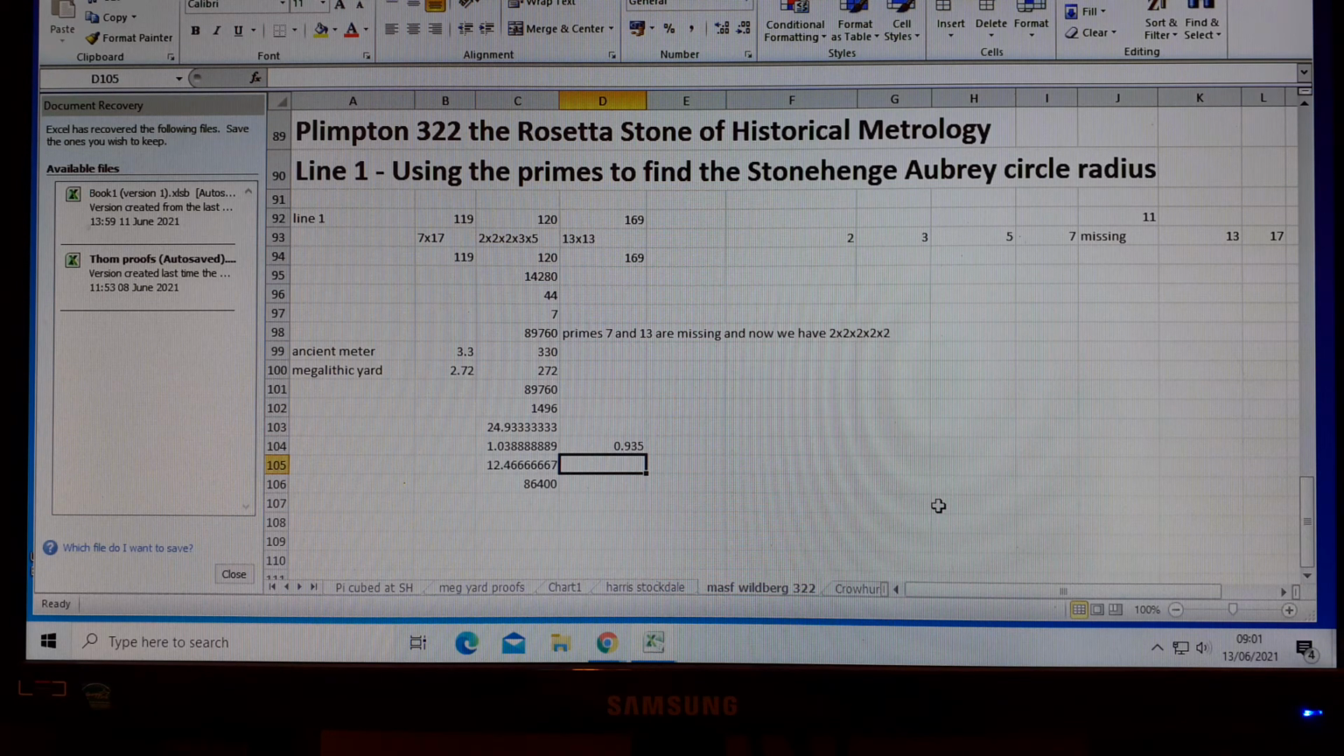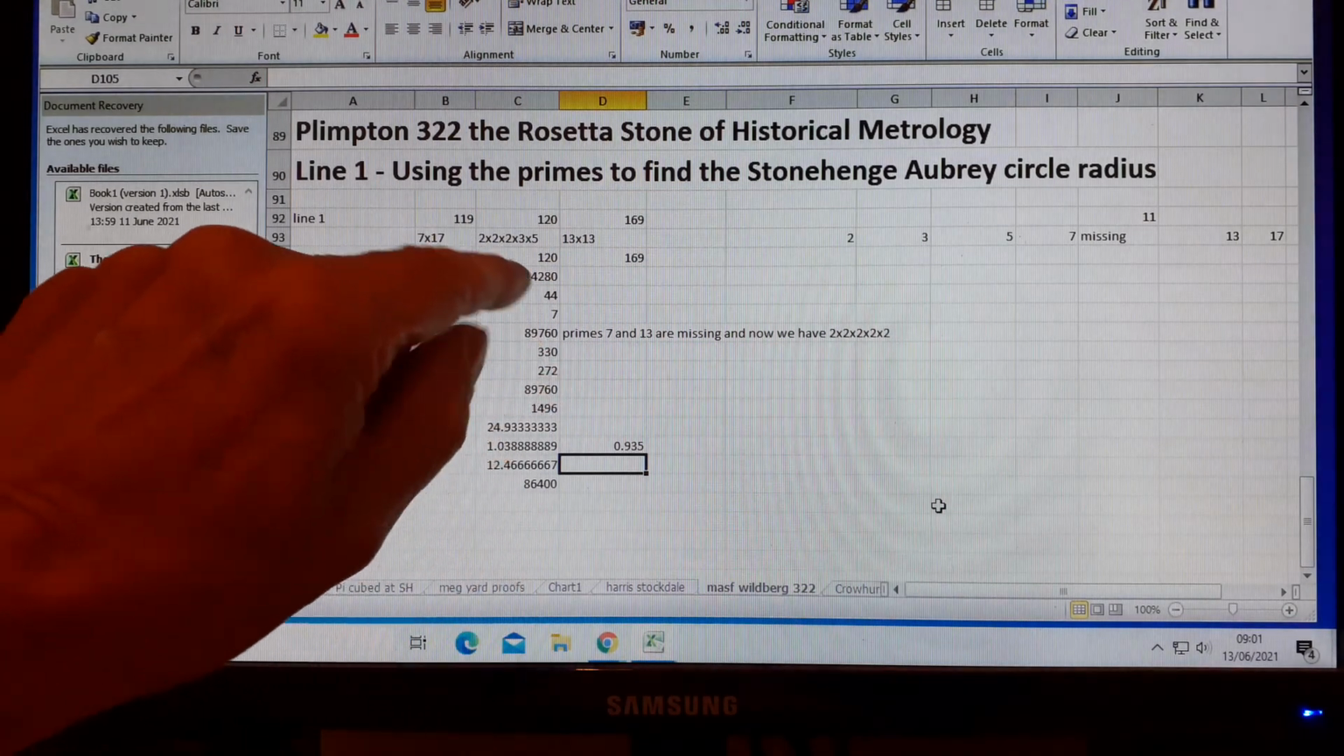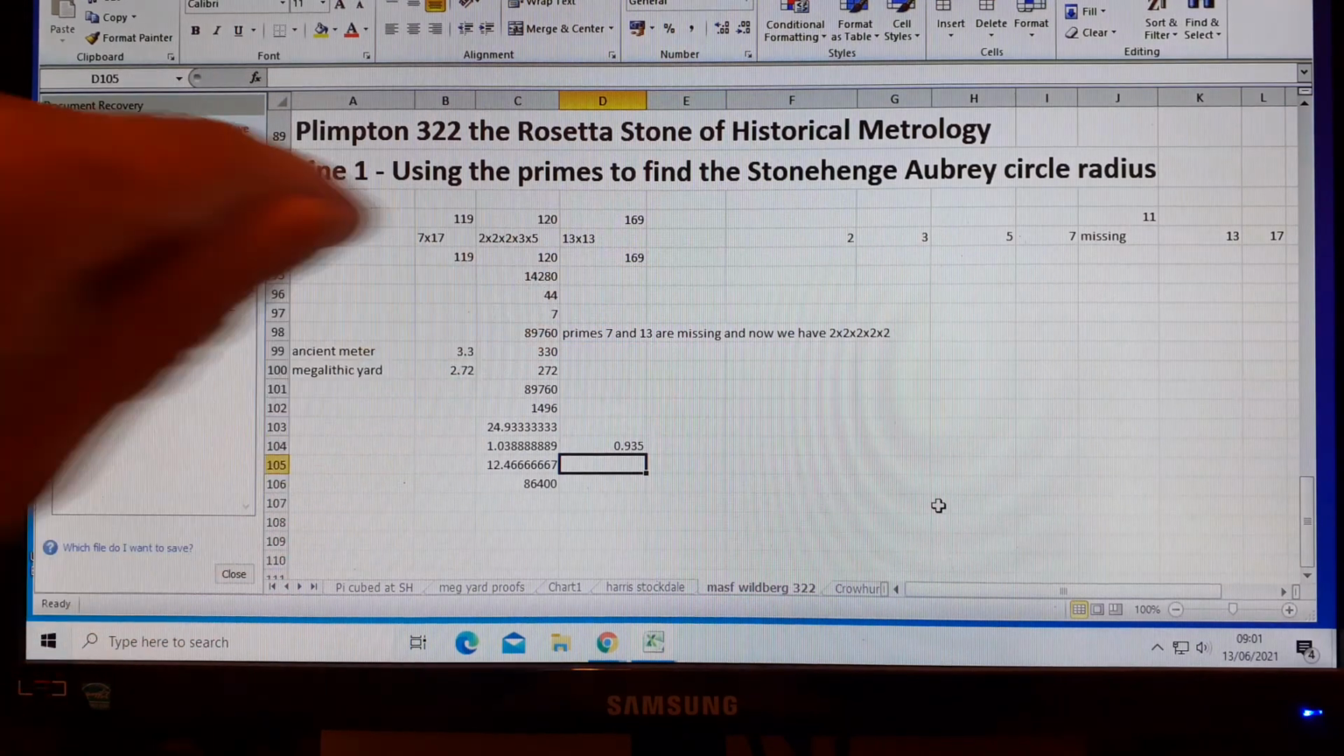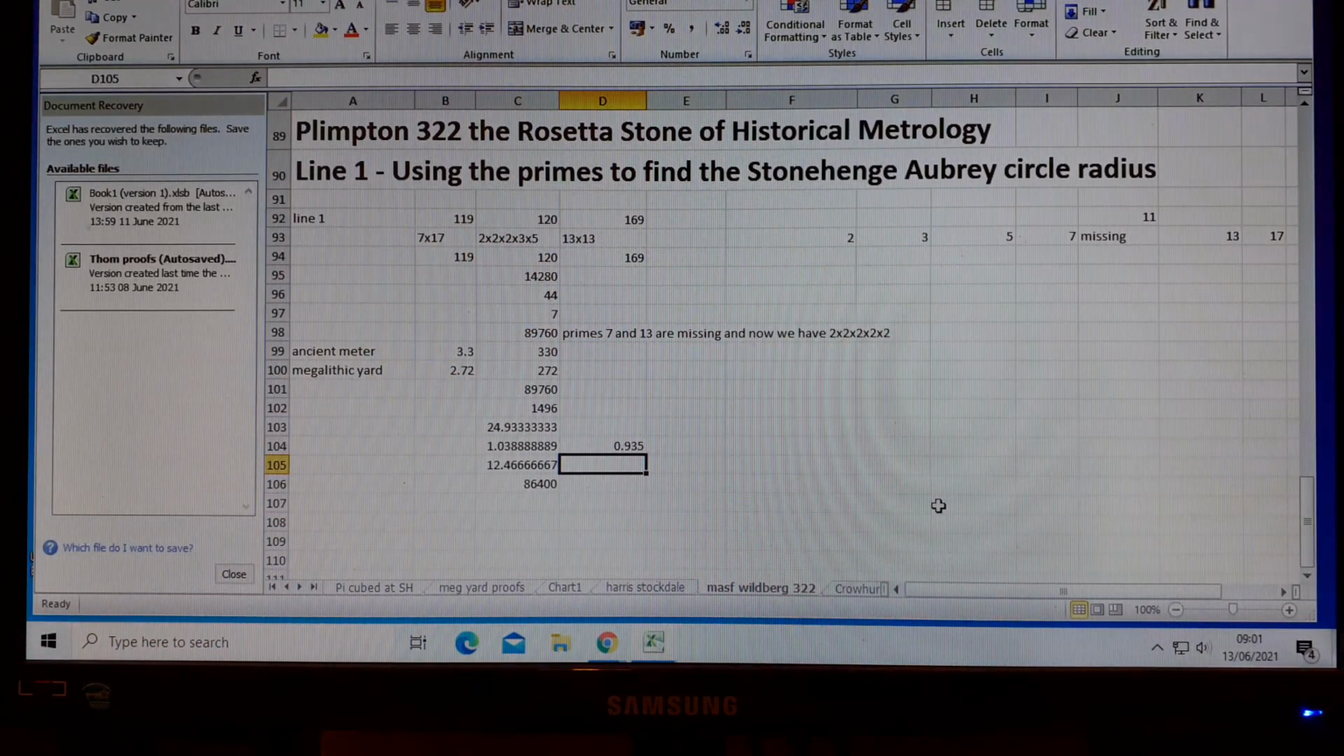And they knew when they designed the Aubrey Circle that when they had this 89760, the diameter was 2 times 14280. And that diameter, when you break it down into the primes, tells us so much about what they were doing at the Aubrey Circle and how deliberate it was.